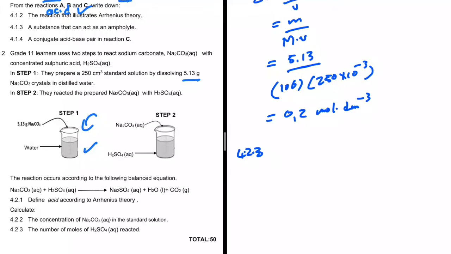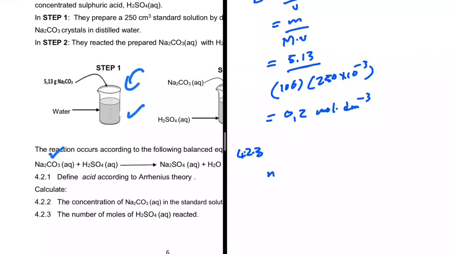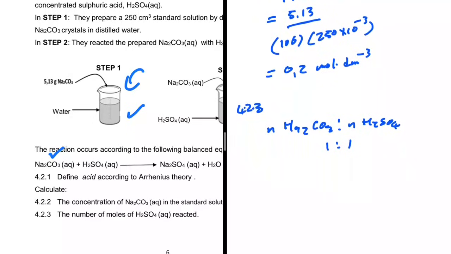We're looking for the number of moles of H2SO4. What can we use? We can use the number of moles of Na2CO3 and the balancing coefficients of the two. Take a look at this: the number of moles of Na2CO3 to the number of moles of H2SO4 should be 1:1 because of the balancing coefficient. So we just need to figure out the number of moles of Na2CO3, and then we have the number of moles of H2SO4 that reacted.